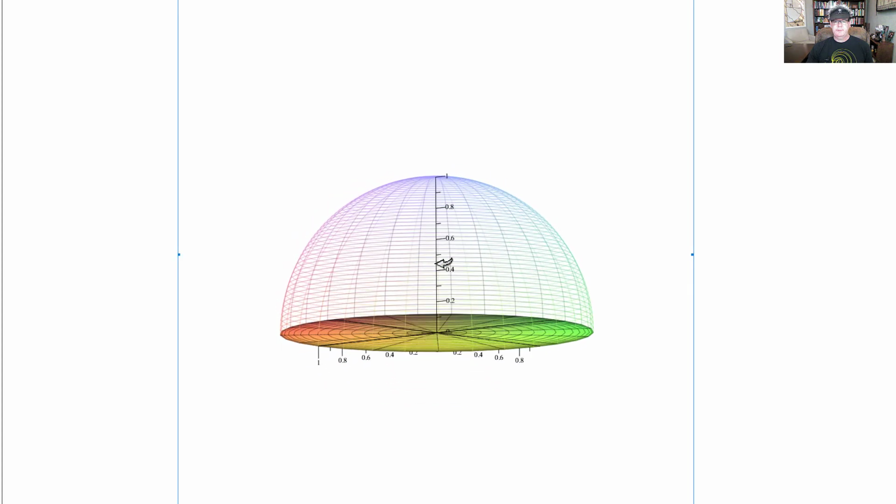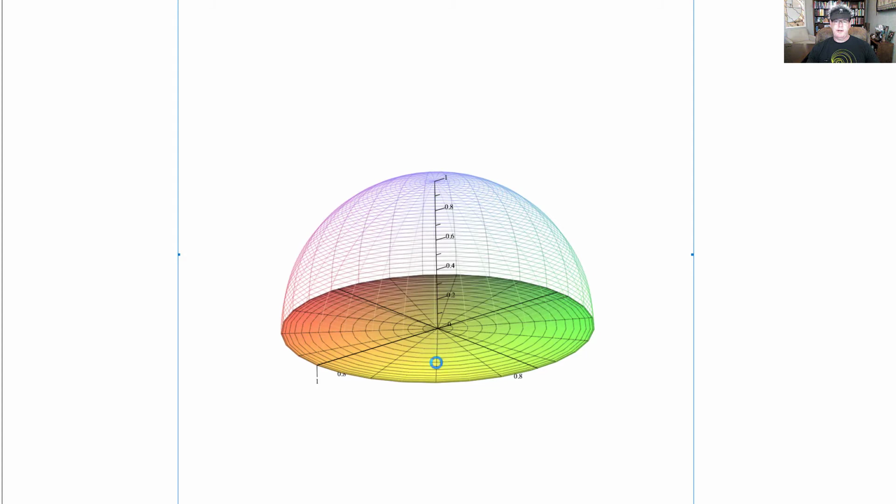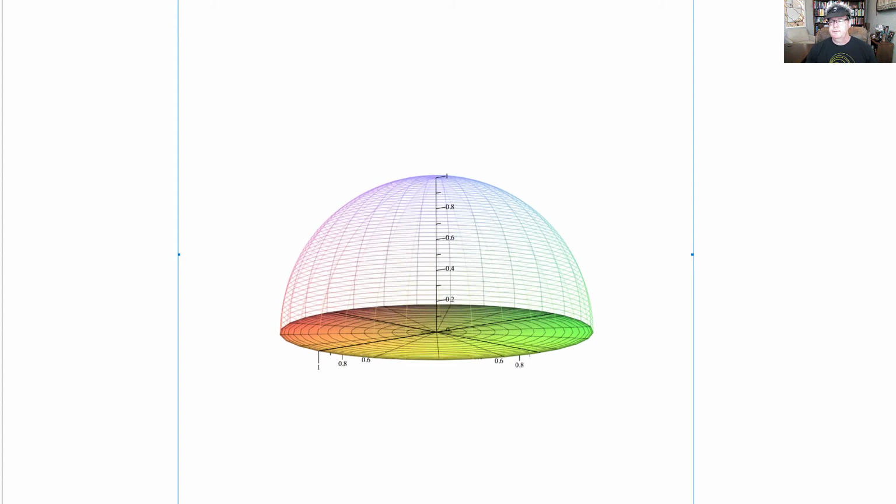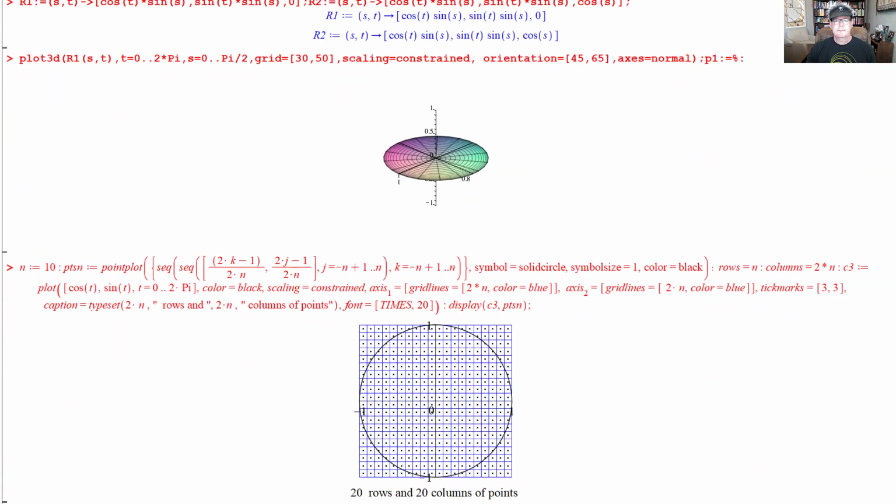Next, I want to find the average value of the z values on the hemisphere. Okay, so here's a hemisphere. So we're going to be on the hemisphere. There's a couple ways to do that, just like with the half circle. We can do it with points equally spaced in this disk brought up to the hemisphere. And that would be like this.